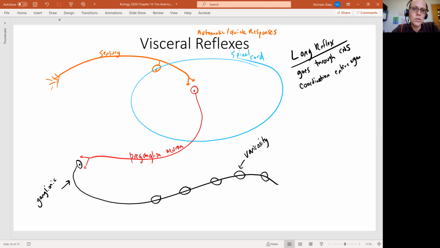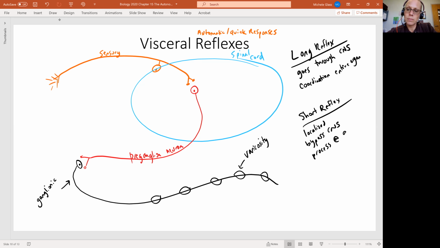So if we can define a visceral reflex as being long, then that means we can also call a visceral reflex a short reflex. I didn't draw that because my drawing here is going through the spinal cord. A short reflex is going to be very localized. It's going to totally bypass the CNS. And so we're doing processing at the ganglion, or ganglia for plural. And this shortcut is possible because of the ganglionic neuron, because of those ganglia.